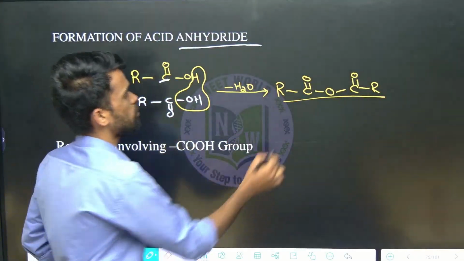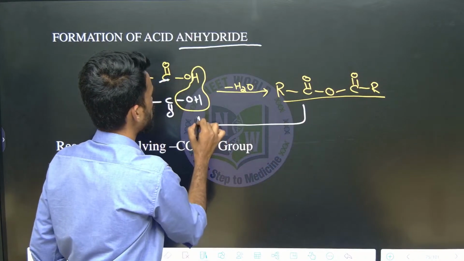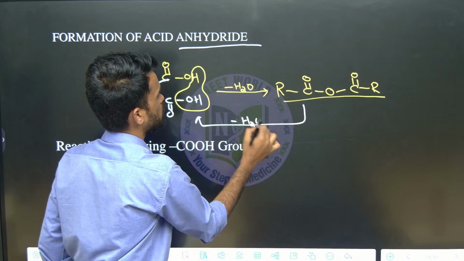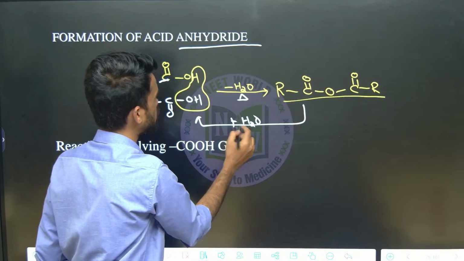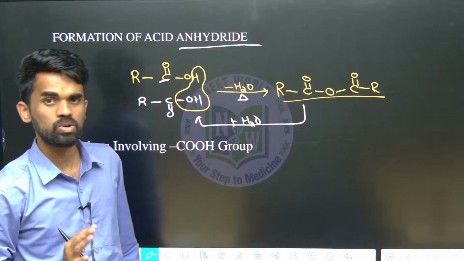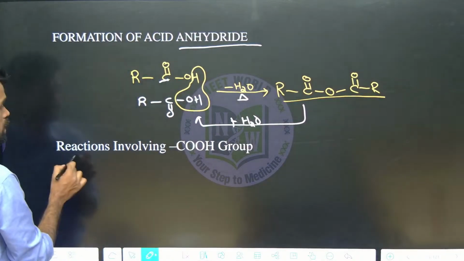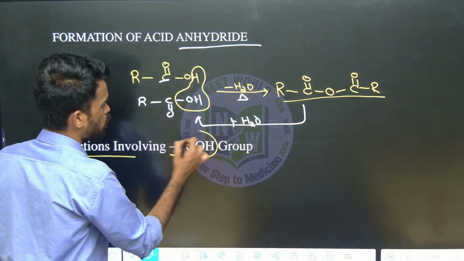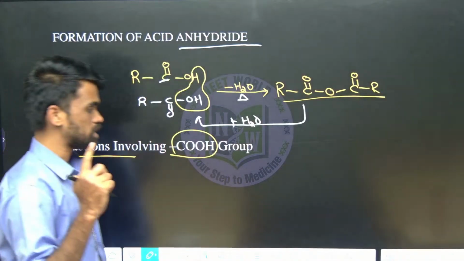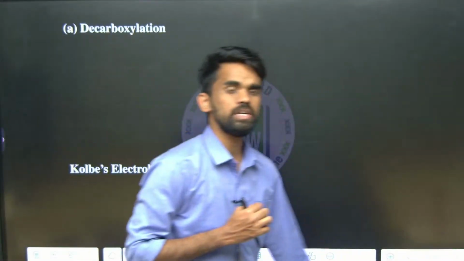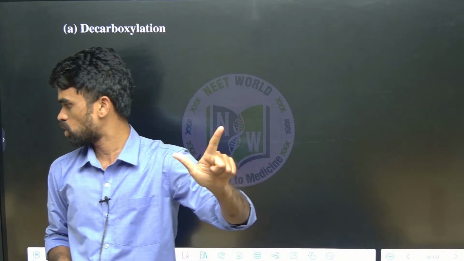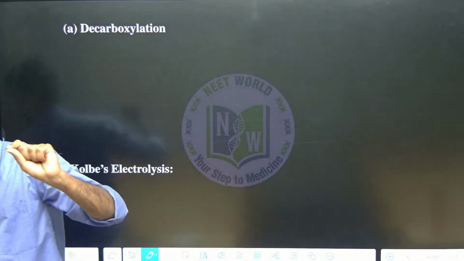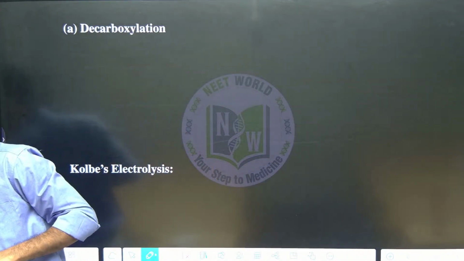And you know, if you hydrolyze this, you get your starting material. Means by removal of water, you get the acid anhydride; by addition of water, you get your carboxylic acids. Remember this. Next, reactions involving the carboxylic group, COOH. These are again important reactions. Here particularly we need to remember the decarboxylation reaction and Kolbe electrolysis. These are 2 important reactions. Let's look into them.